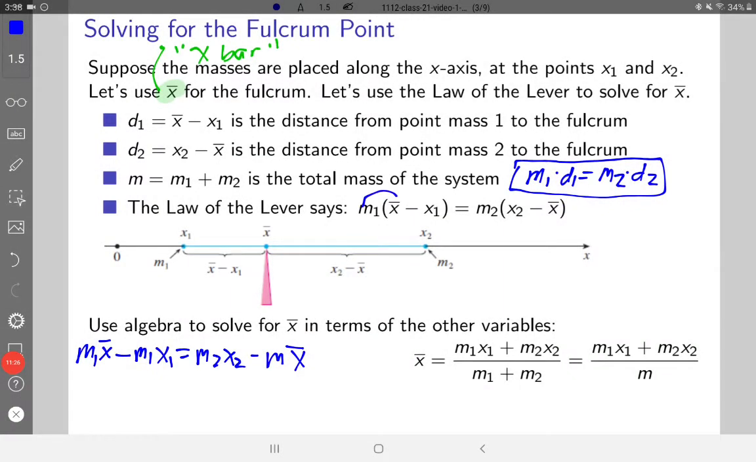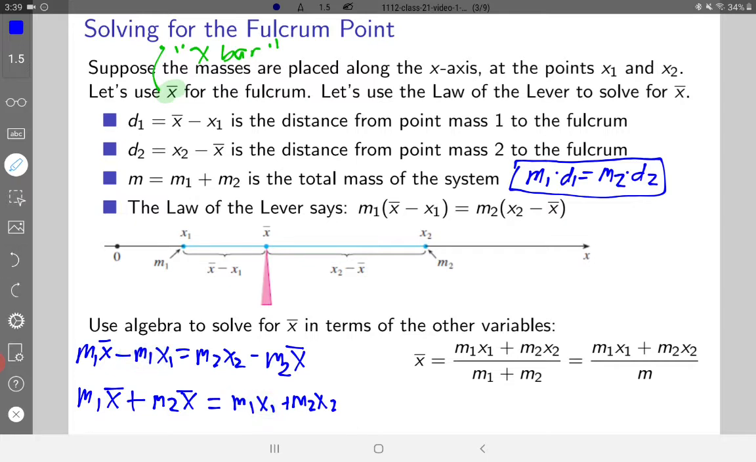There I've used the distributive property on both sides of the equation to rewrite everything as what you see down there. And now I've done a little bit of rearranging. I've taken this minus m2 x bar term on the right side and I've added it to the left side of the equation. And likewise, I've taken this minus m1 x1 on the left side of the equation and I've added it to the right side of the equation.